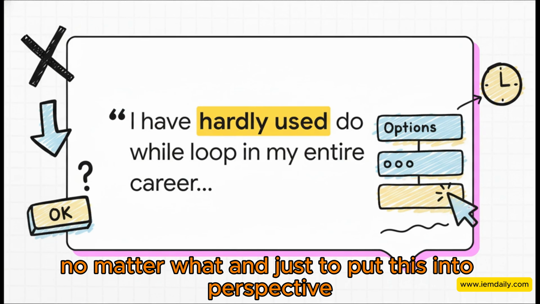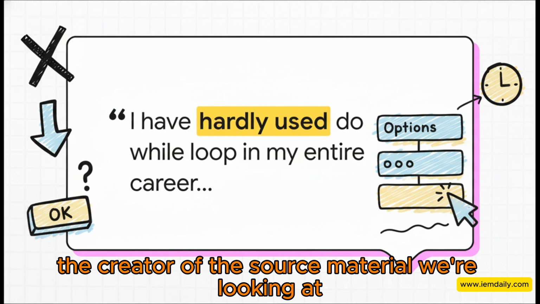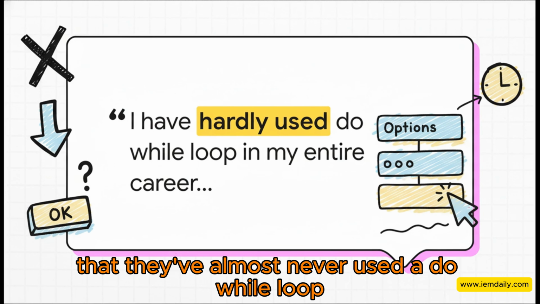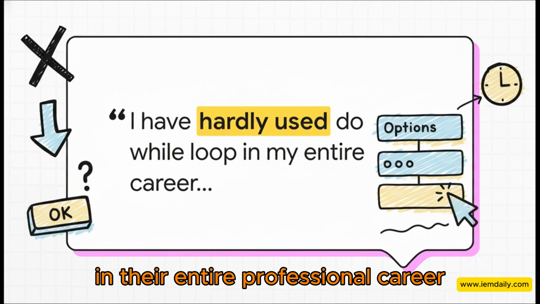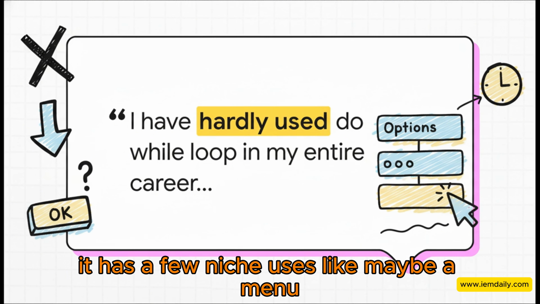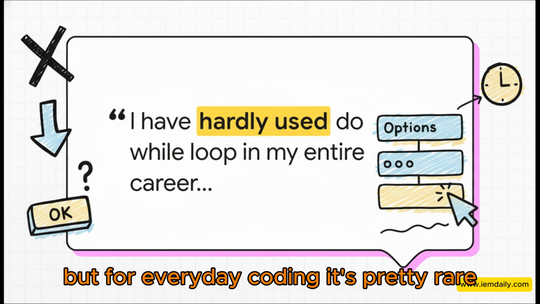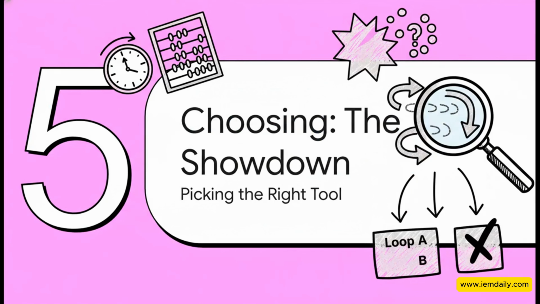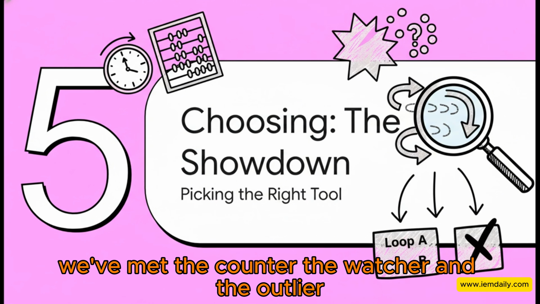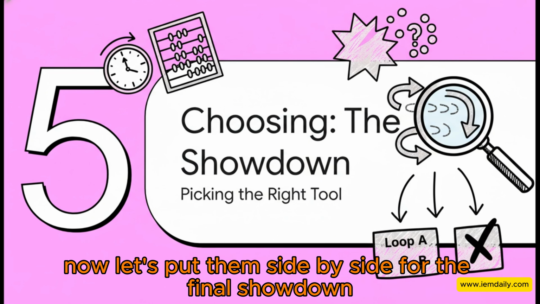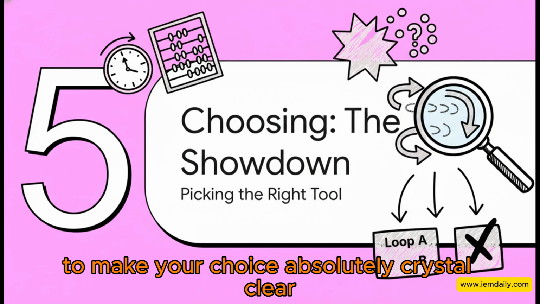And just to put this into perspective, the creator of the source material we're looking at mentioned that they've almost never used a do-while loop in their entire professional career. It has a few niche uses, like maybe a menu that you always want to show at least once, but for everyday coding, it's pretty rare. All right, time to bring it all home. We've met the counter, the watcher, and the outlier. Now, let's put them side by side for the final showdown to make your choice absolutely crystal clear.